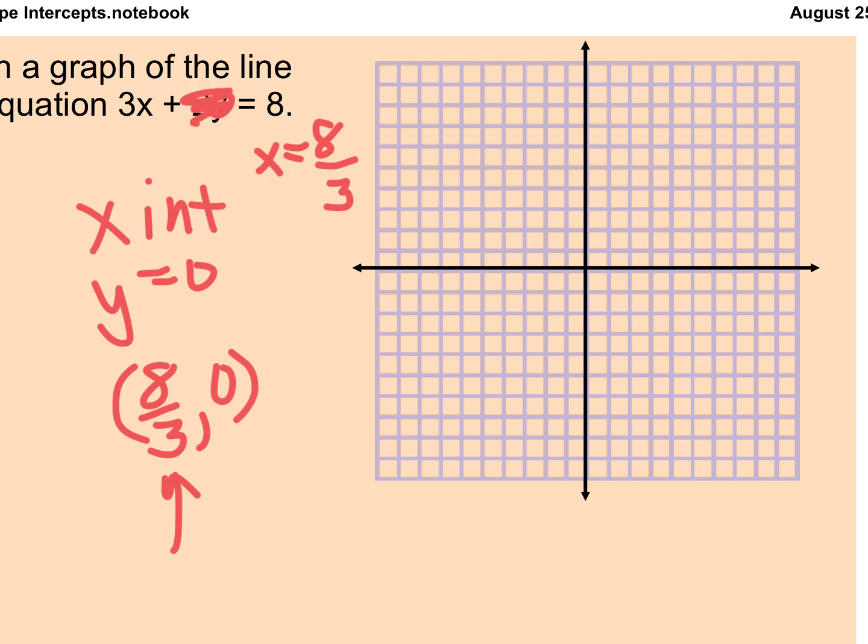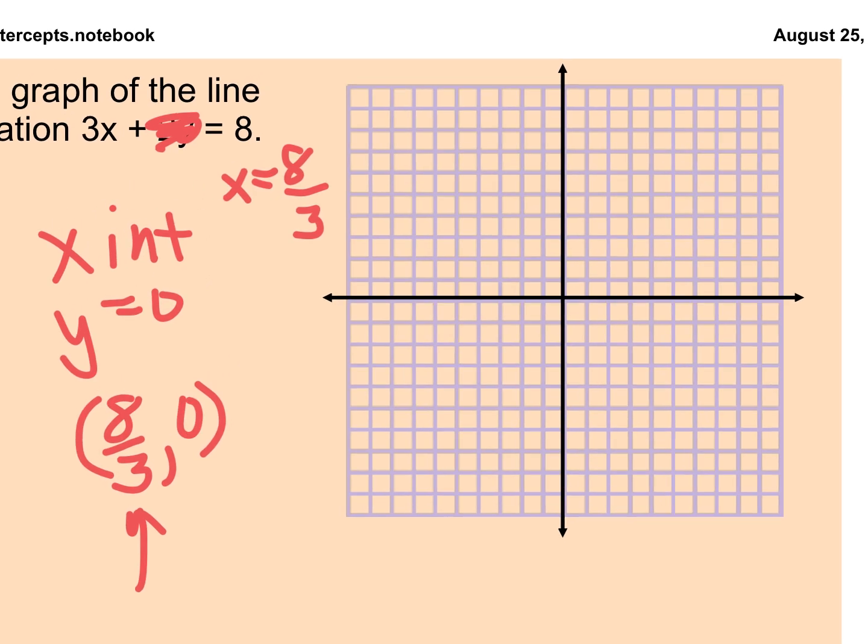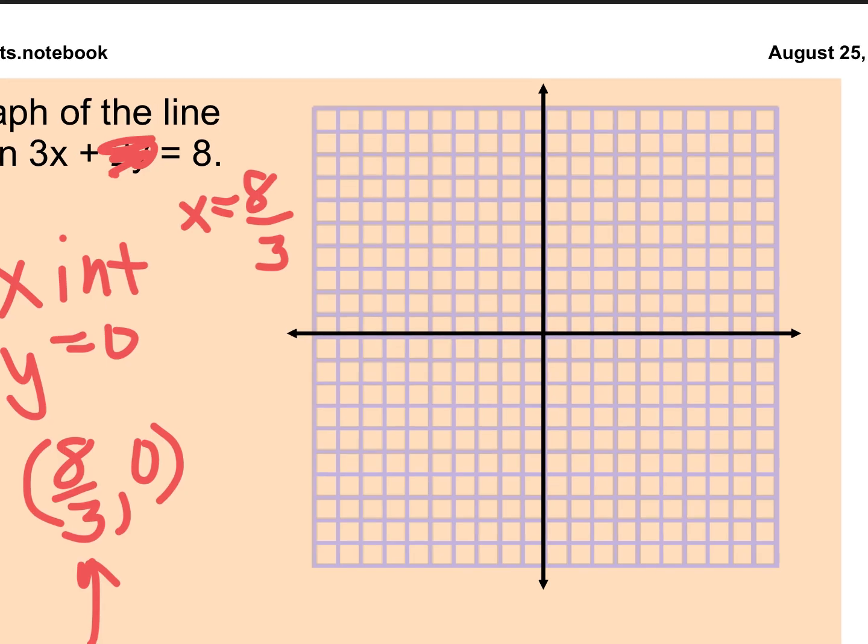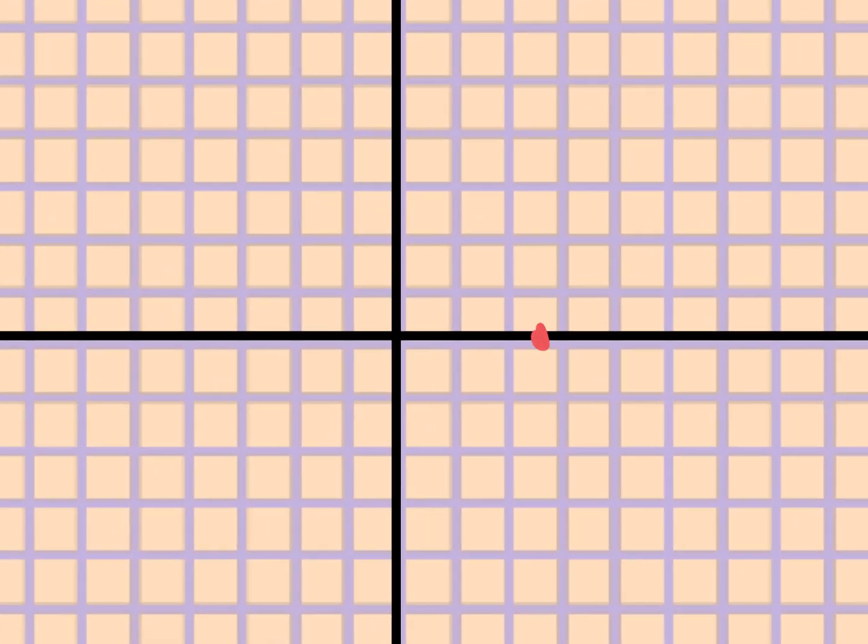And the y equals 0 is here. And so now I'd go to 8/3, which is again about 2 2/3, comma 0. It's about there. But can you even tell much difference between that and 2.5? I'm not going to be that harsh. It's about where it's supposed to be.